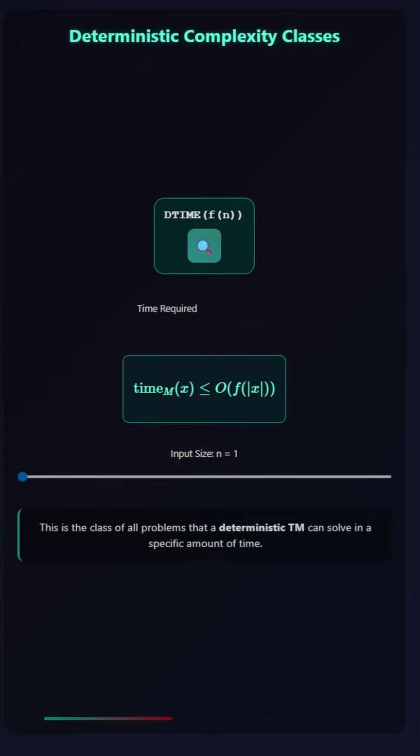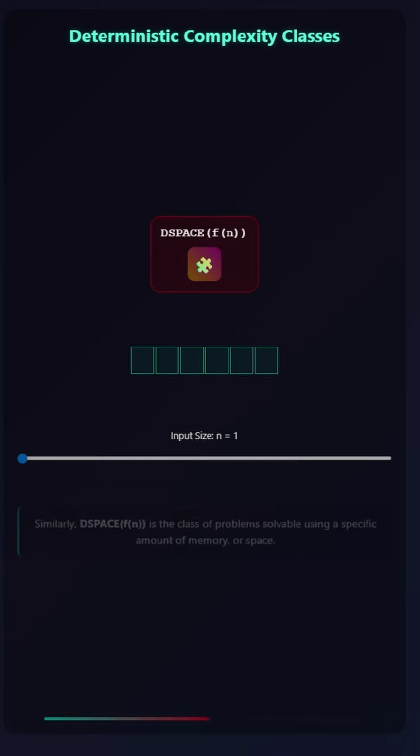First, we can classify problems by time. The class DTIME contains all problems that can be solved within a specific number of steps, determined by a function of the input size, n. As the size of the problem grows, the time required increases. This formula tells us precisely how quickly that cost grows.